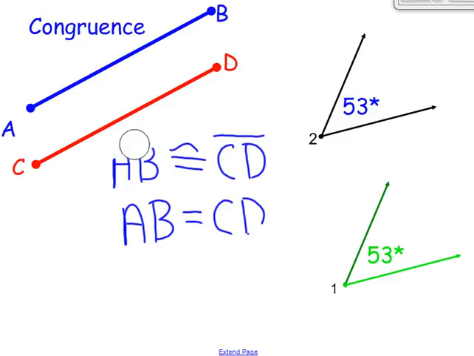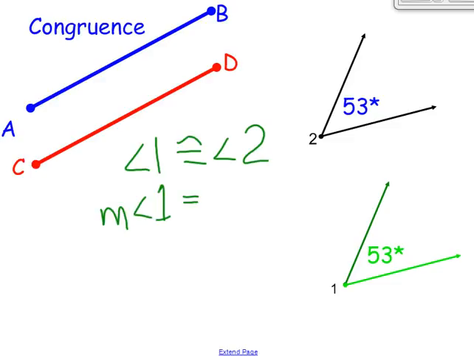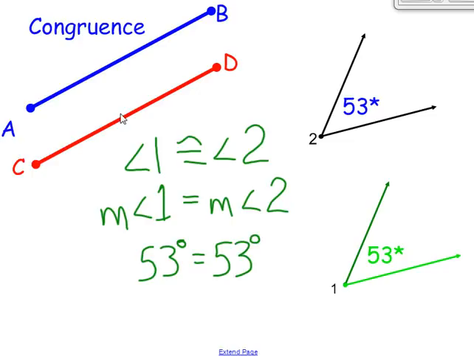Similarly, I can look at my angles here, and I can see that angle 1 is congruent to angle 2. That's because the measure of angle 1 is equal to, again the measure is a number, 53 here, the measure of angle 2. And I annotate the measure by putting an M on the front there. In this case, the measure of angle 1 is 53 degrees, and that's equal to the measure of angle 2, which is also 53 degrees. That makes sense.